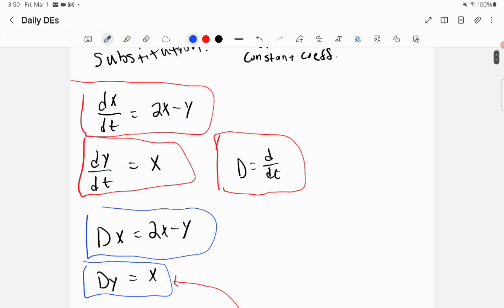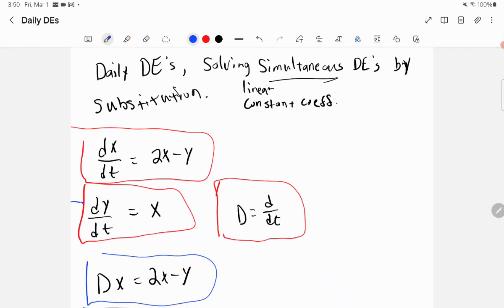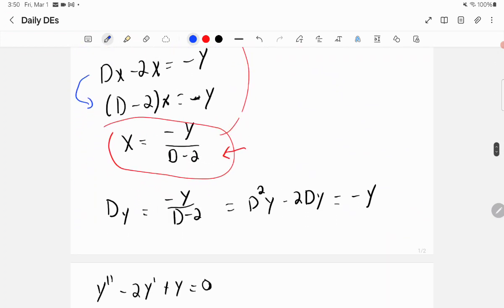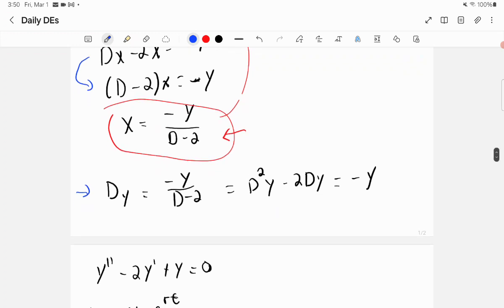So now I'm going to be able to substitute it back into the second equation, this equation up here, for x. When I do that substitution, I get Dy is equal to minus y divided by D minus 2. If I multiply through by the D minus 2, I get D squared y minus 2 Dy is equal to minus y, which I can then add the y over. And now I get a second order linear constant coefficient differential equation, which we know how to solve, right?